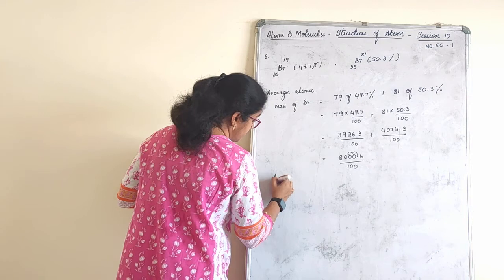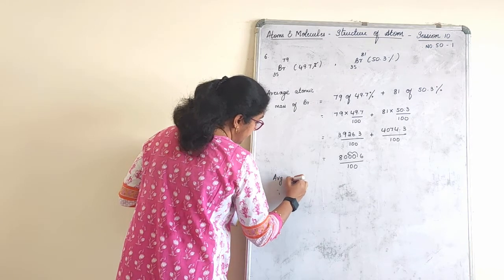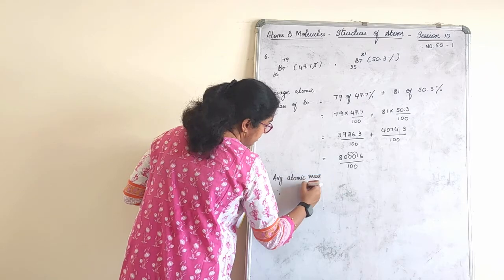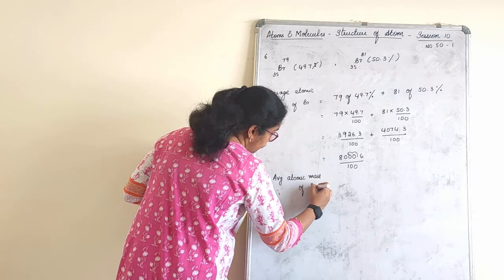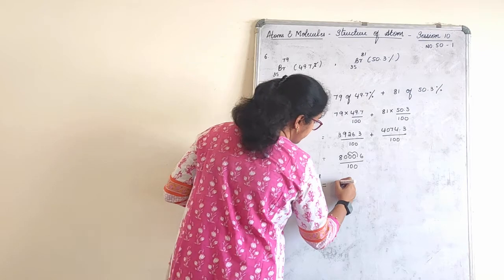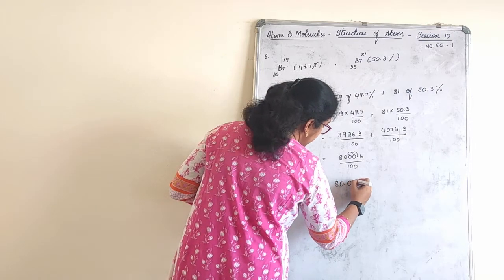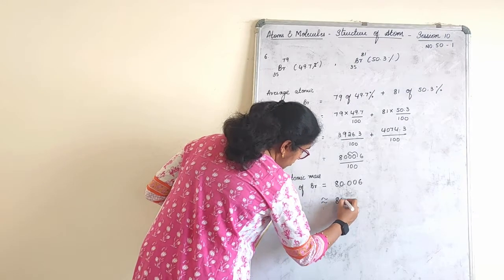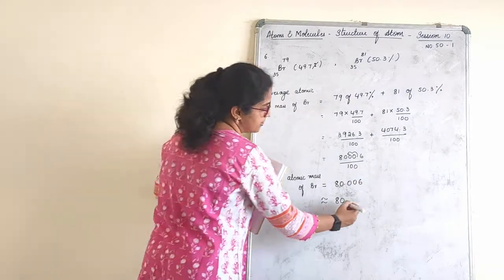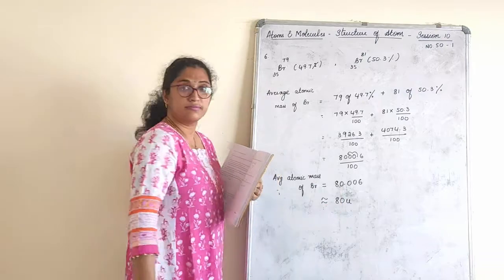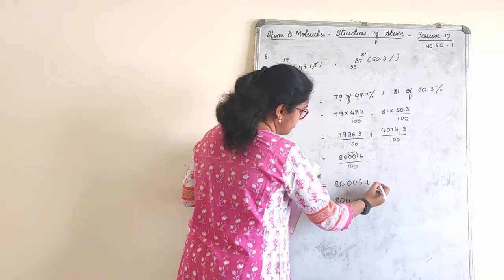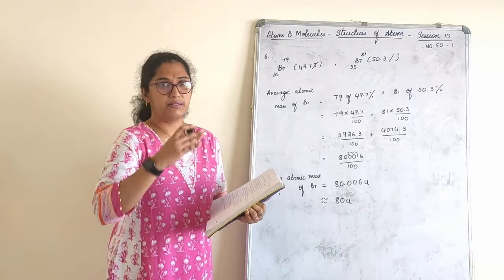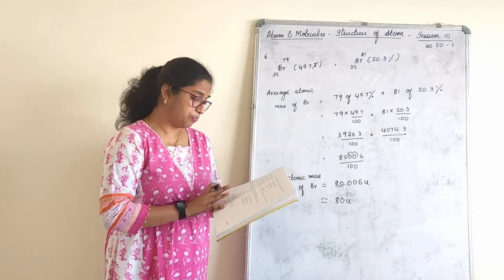So the average atomic mass of bromine is 80.006, which is approximately equal to 80 units we can consider. This is also a right answer. But this symbol is for approximately, it is the decimal approximation that I have taken.